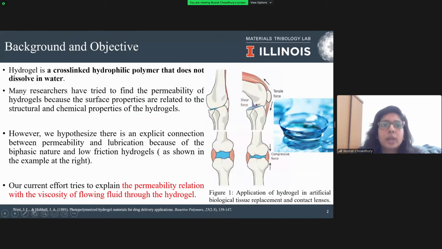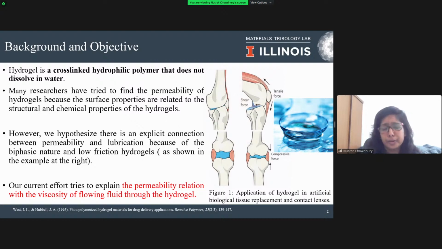What are hydrogels and why do we need hydrogels? A hydrogel is a cross-linked hydrophilic polymer that does not dissolve in water. The potential use of hydrogels is as a replacement for biological tissues like articular cartilage, and it is also used in contact lenses. Many researchers have tried to find the permeability of hydrogels because the surface properties are related to the structural and chemical properties of hydrogels.